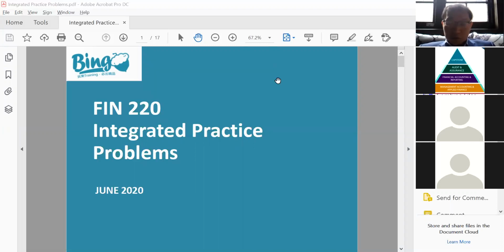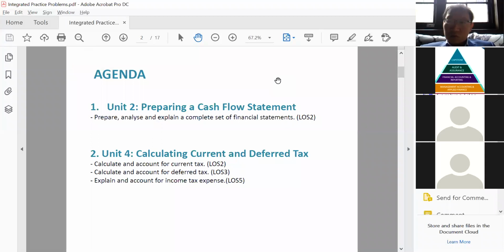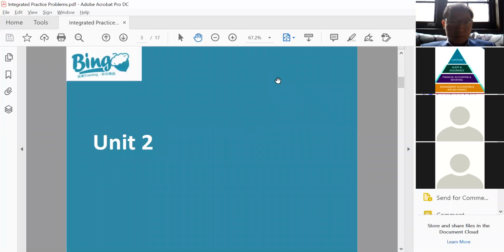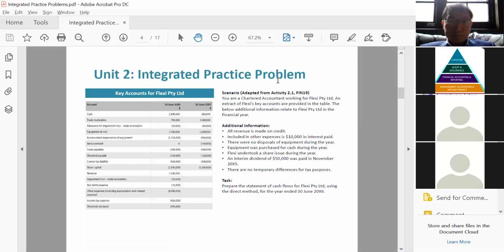So for the problems, we're going to do 2 of these in the first half of the lesson, which is number 1, looking at how to prepare a cash flow statement, and then number 4, looking at an example for calculating current and deferred tax. So let us begin each of these.